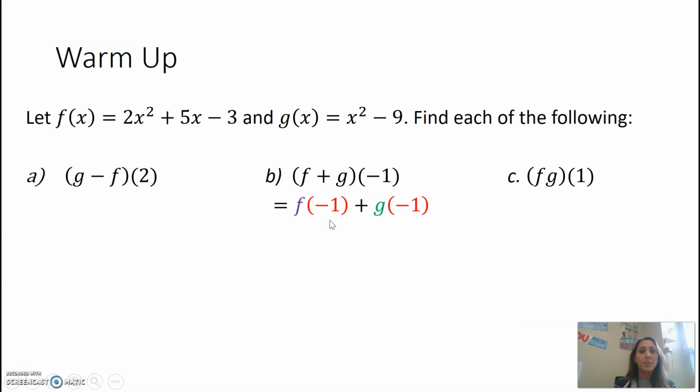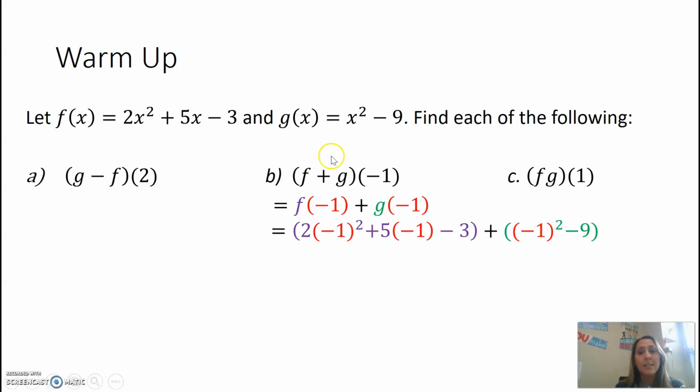So the first thing I want to do is I'm going to get that new input of negative 1. So I'm going to find F of negative 1 and add that to G of negative 1. And that means everywhere I see those X's, I'm going to replace it with my new input. Because remember, F of X is just Y equals. So now I'm finding, like this says, what is the answer when my input is negative 1 in F, and my input in G is negative 1, and I add those together.